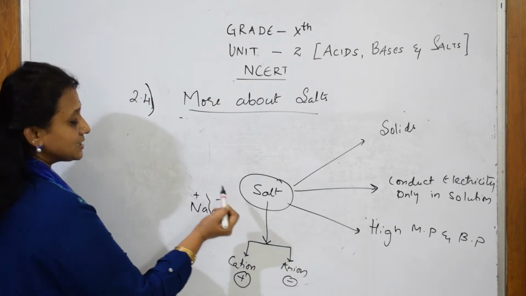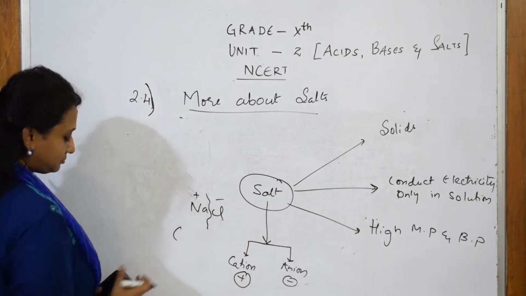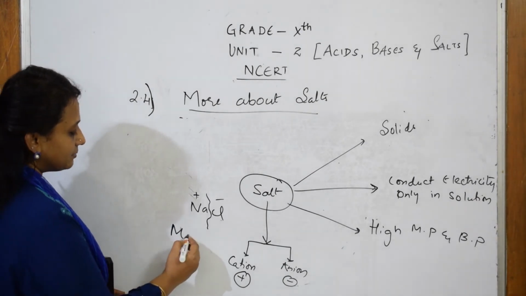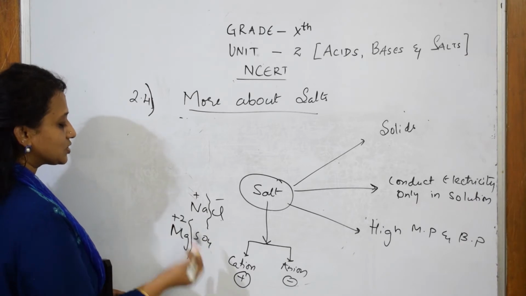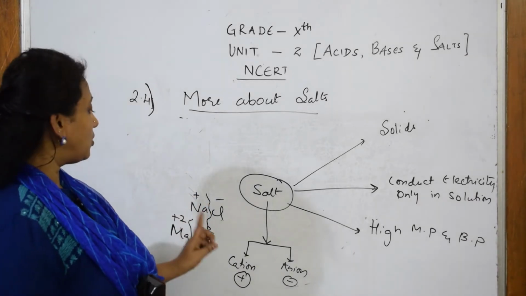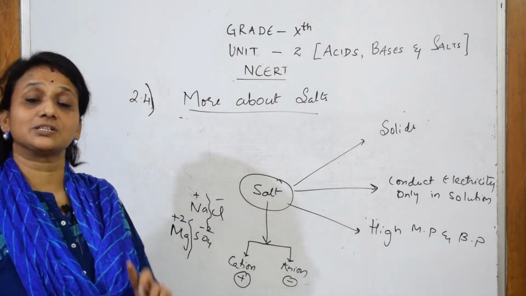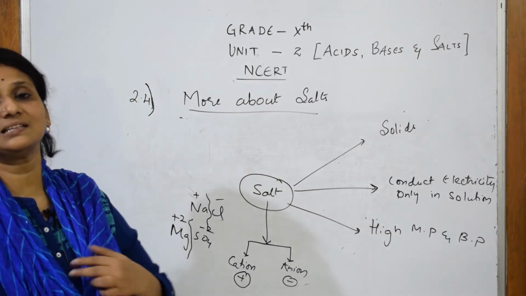The second part is an anion, Cl minus. Everywhere it's the same. Let us take magnesium sulfate. So the first part is a cation, plus 2. The second part is an anion, minus 2. Important thing, always the charges should be balanced. Both the cationic charges and the anionic charges should always balance with each other.